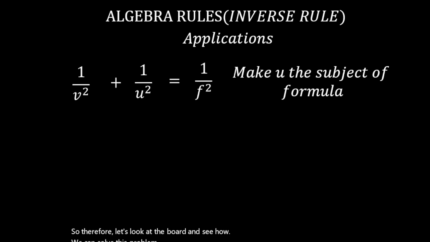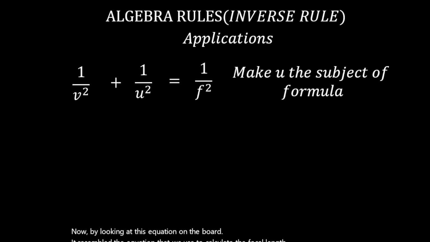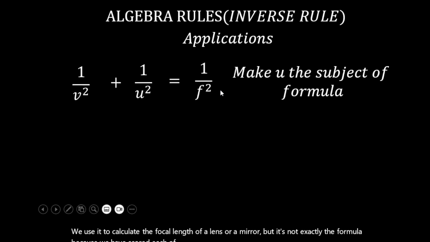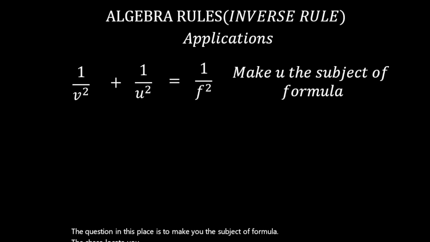Now, by looking at this equation on the board, it resembles the equation that we use to calculate the focal length of a mirror or lens. We use it to calculate the focal length of a lens or a mirror, but it's not exactly the formula because we have squared each of these u, v, and f. The question in this case is to make u the subject of formula. That is, locate u and isolate it. That is the meaning.